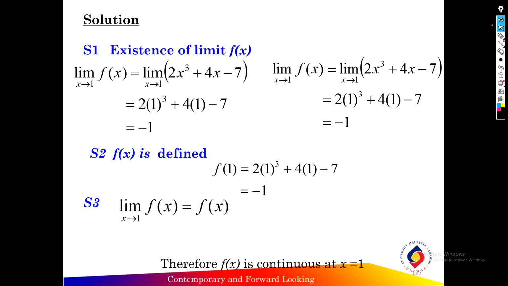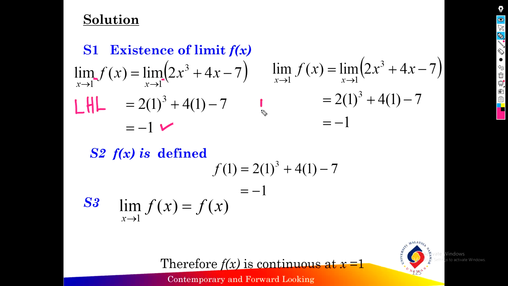Okay, so first step, find the existence of limits. First find the limit of f(x) from the left. So here you put the negative sign. The left-hand limit is the limit as x approaches 1 from the left of f(x), and here you put the negative sign and substitute the value, and the limit of f(x) equals negative 1.